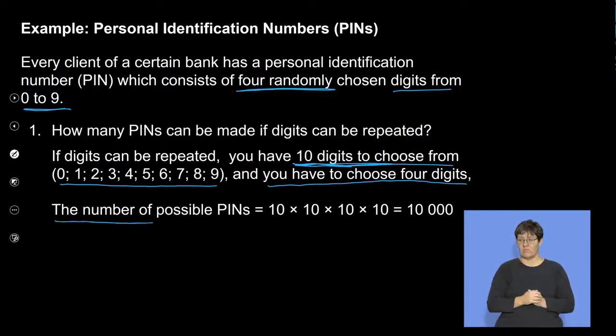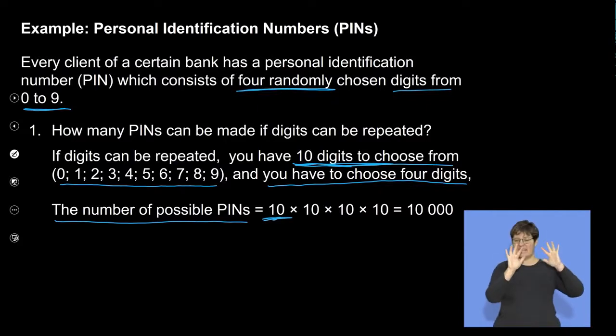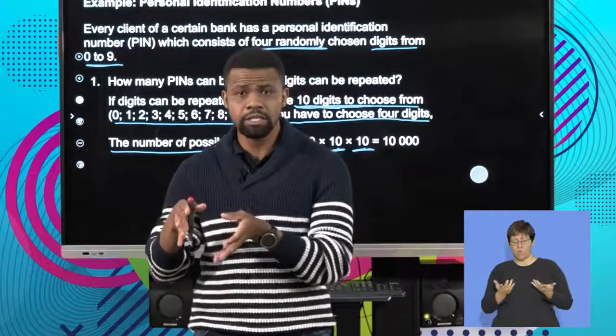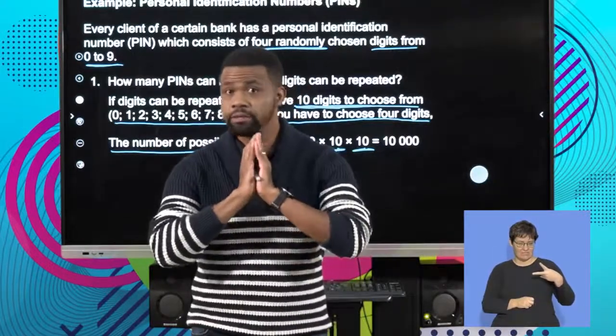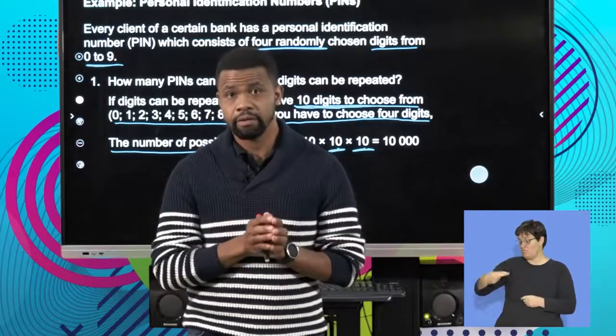Then the number of possible PINs. The first position, we can choose what? 10, because we have 10 choices from 0 to 9. The second one, we also have 10. The third one, 10. And the fourth one, 10. You multiply, you get 10,000, or you can leave your answer as 10 to the power of 4 in exponent form. Here, we could repeat the digits. Okay, let's look at the second one, which actually restricts us. We cannot repeat the digits.